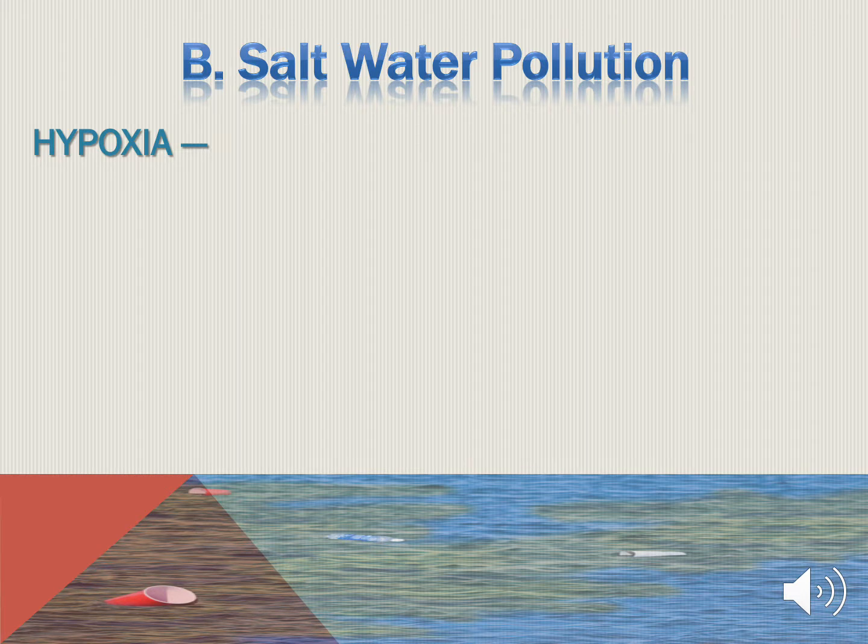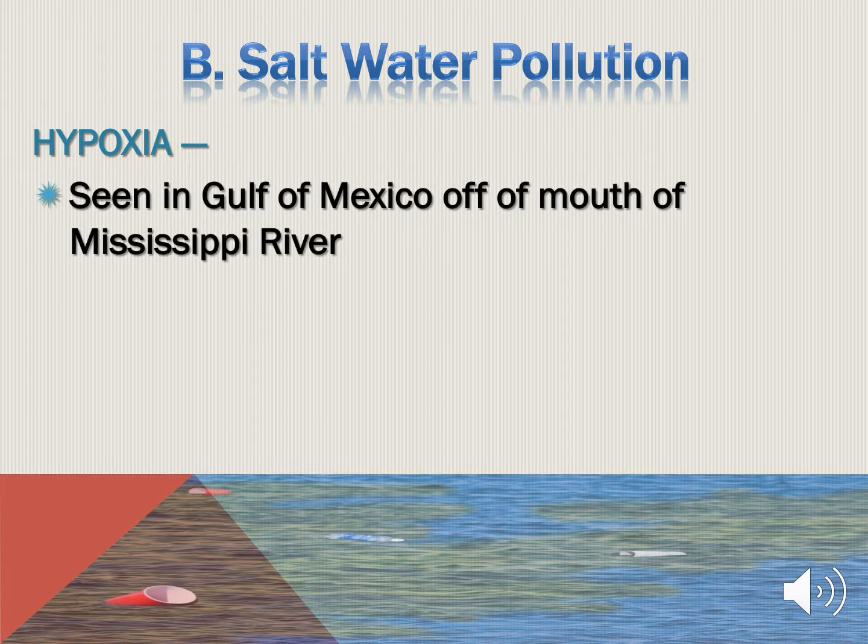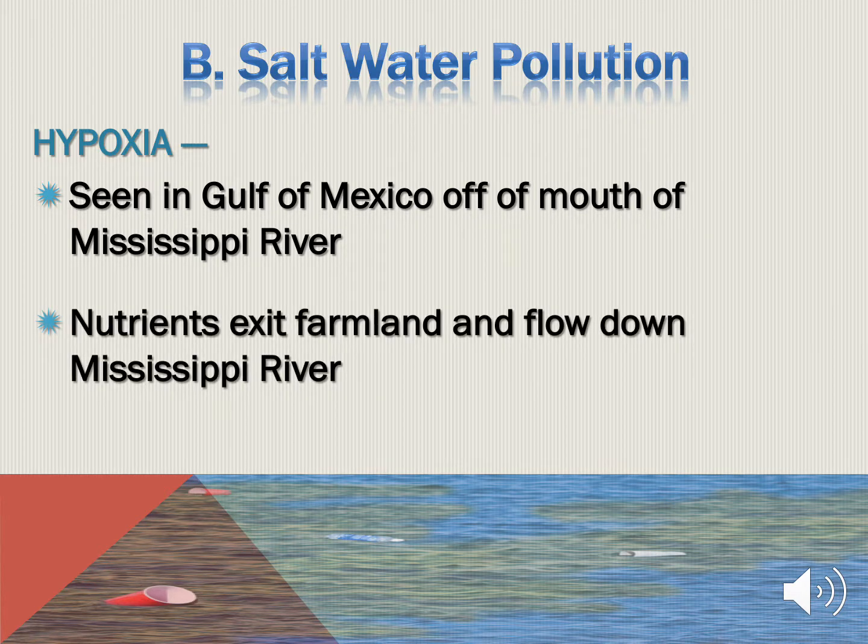So if we take a look at where we see hypoxia, where it's a big issue today, we see it in the Gulf of Mexico, off the mouth of the Mississippi River. Again, the Mississippi River is a river that carries sediments and nutrients from farmland in the heart of the United States. So we're adding lots of nitrogen and phosphorus into these coastal waters. Basically, these nutrients exit farmland and they flow down the Mississippi River.